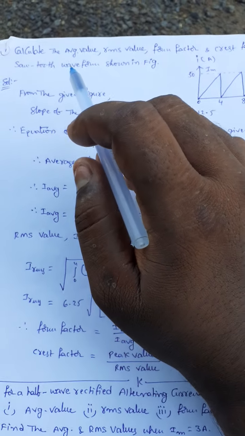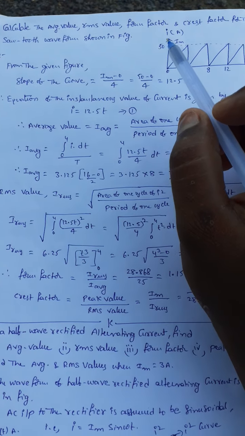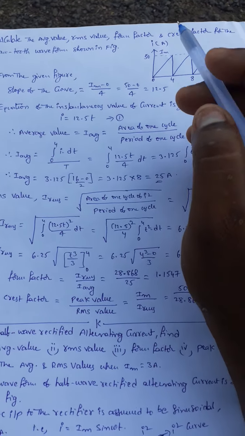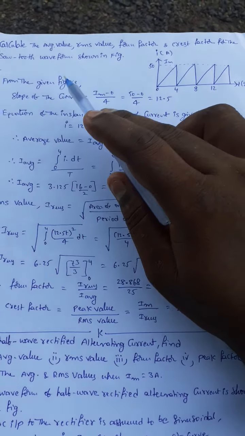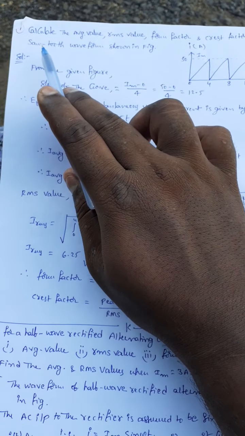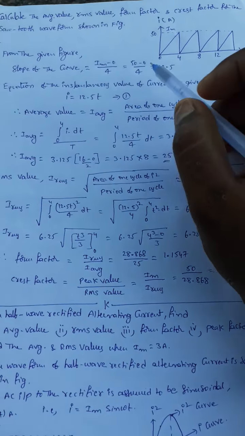Good morning, students. Today we are going to discuss some of the problems on average value, RMS value, form factor and crest factor. This is the given waveform. This waveform is called a sawtooth waveform, shown in the figure.